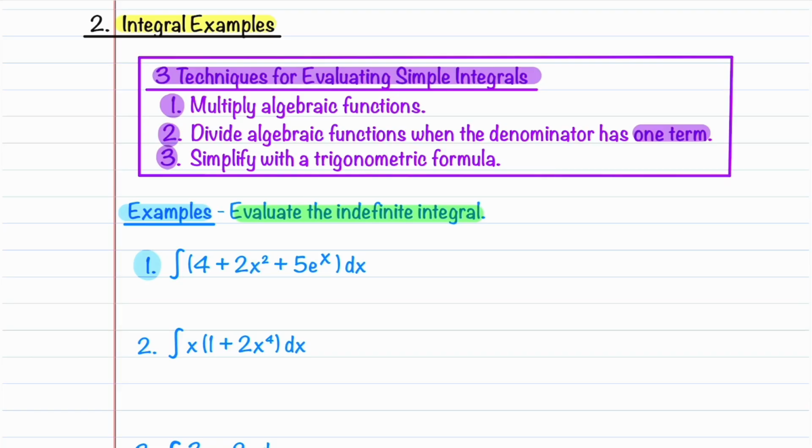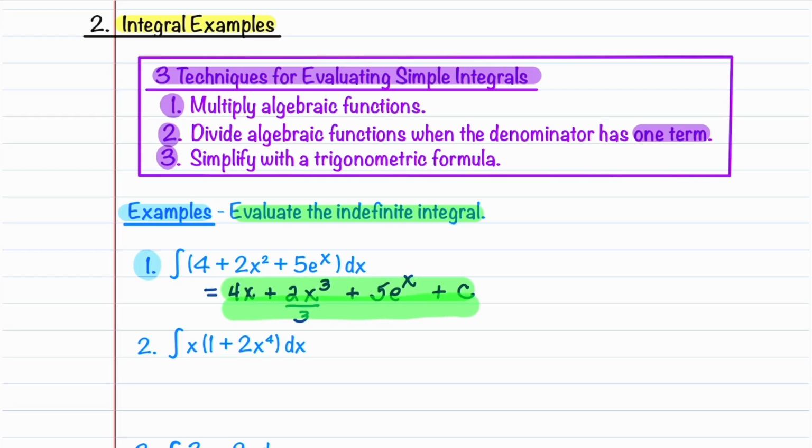In the first example, we're actually not going to use any of these techniques because I thought it would be good to just start off with a basic one that doesn't involve any extra simplification. For this one, we just have to remember what the formula is. When we integrate a constant, we have to multiply by x, so that's 4x. And then the next one is 2x. We're going to add 1 to the exponent, so 2 plus 1 is 3. And then you divide by that exponent. And then our next one is 5 times the integral of e to the x, and that's just e to the x. And then we can't forget to add on plus c.